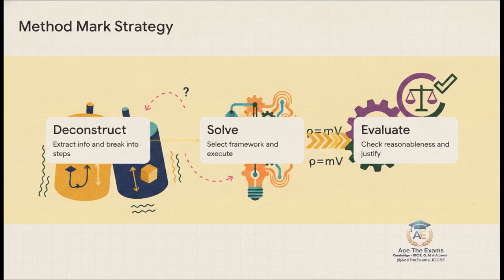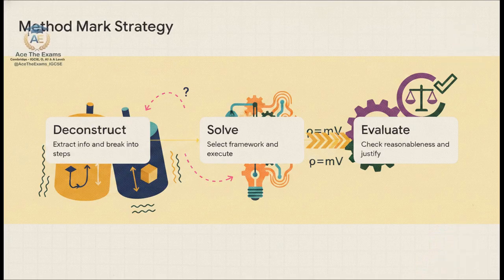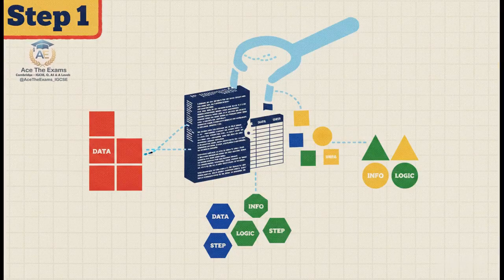Top-performing candidates exhibit this connected conceptual understanding by moving methodically through these exact 3 steps. If you try to jump straight to solving a complex data interpretation question without deconstructing it first, you are going to miss the specific context, and you will lose those crucial method marks. Let's break it down. Step 1 is deconstruct. When you're staring at a massive paragraph of text and some complex data table, stop.